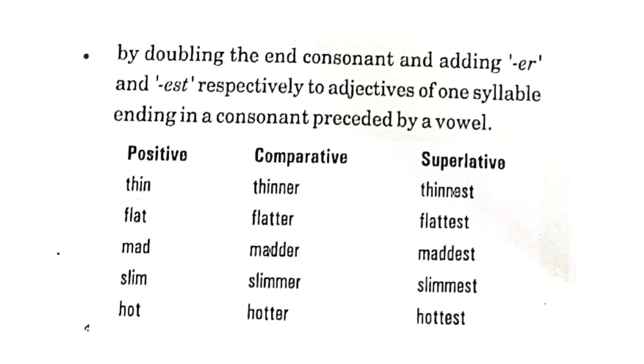These are some adjectives in which we will double the end consonant and add ER and EST at the end to form comparative and superlative degrees. Like thin. Now we will double N and add ER. So it will become thinner and then thinnest. Other adjectives are flat, flatter, flattest, mad, madder, maddest, slim, slimmer, slimmest, hot, hotter, hottest.